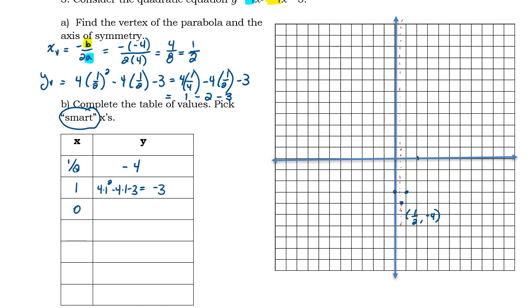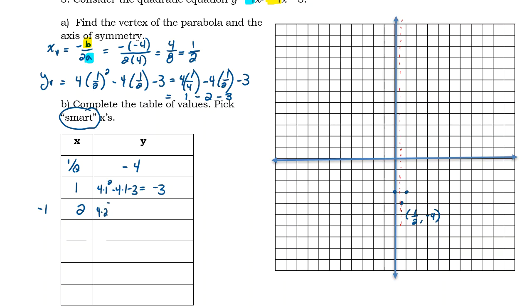Alright, so let's say we go to x equals 2 now. Whatever I get for x equals 2 should give me the same y value as for x equals negative 1, because that's the same distance from the line of symmetry. So this is what I'm talking about, picking smart points. Let me erase that. Okay, so let's plug in 2.